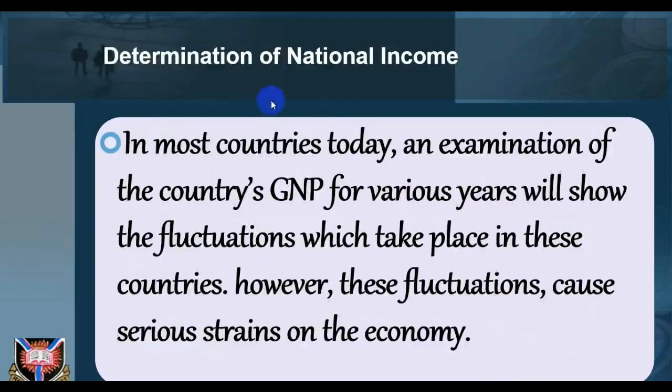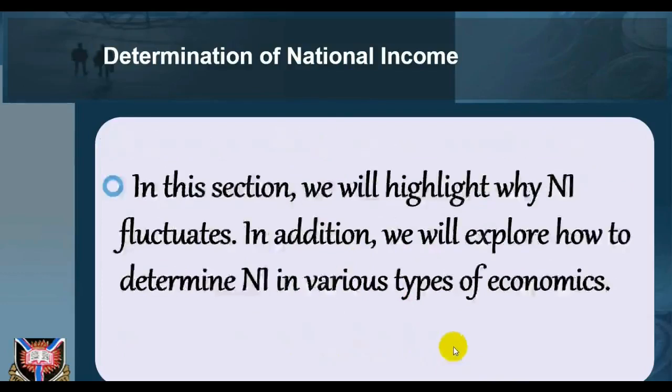Determination of national income. In most countries today, an examination of the country's GNP for various years will show the fluctuations which take place in these countries. A period of rising GNP followed by another period of declining GNP, and so on. However, these fluctuations cause serious strains on the economy. In this section, we will highlight why fluctuations occur. In addition, we will explore how to determine national income in various types of economies.